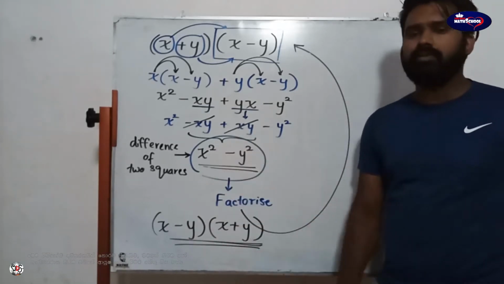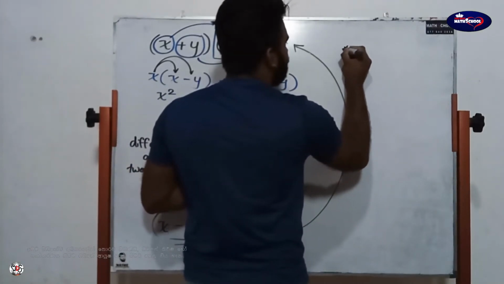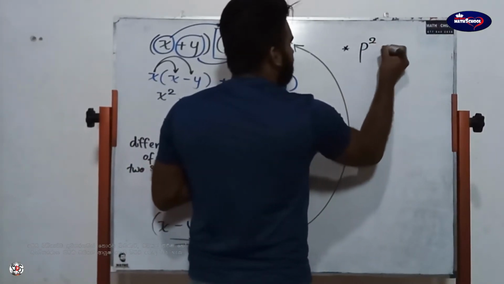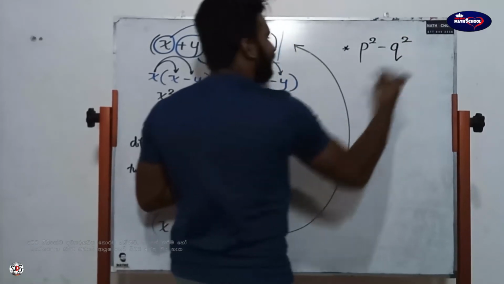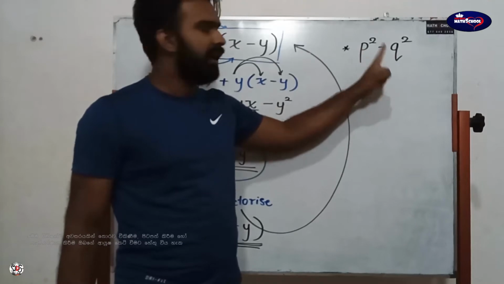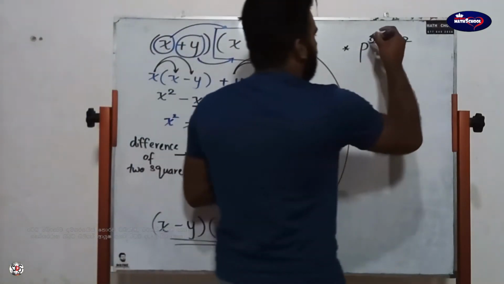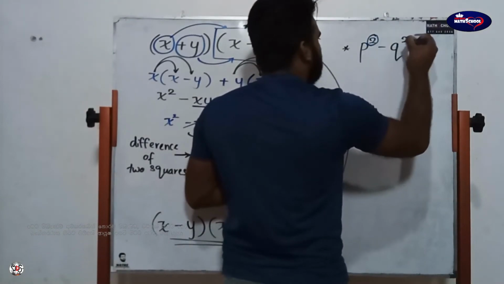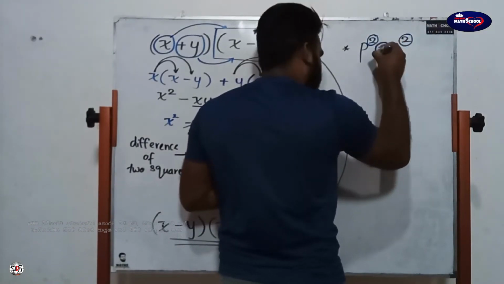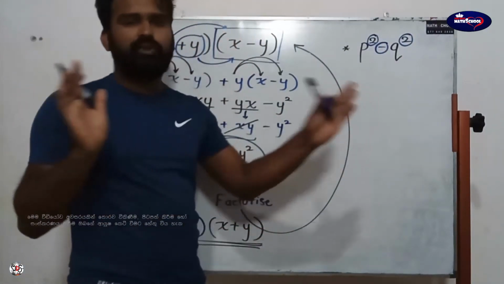Another example, I will give you time to write. If you have something like this, my dear, p squared minus q squared, now you can identify two squares on either side, and the difference, that means the minus symbol is in the middle. So here we have a square, and the minus symbol is also there. So we can identify this is a difference of two squares.